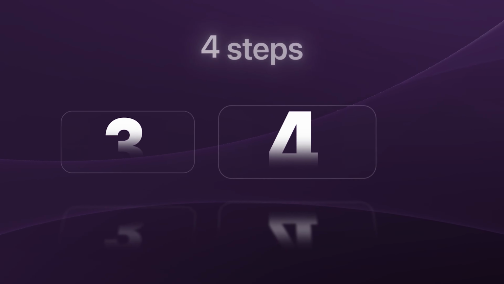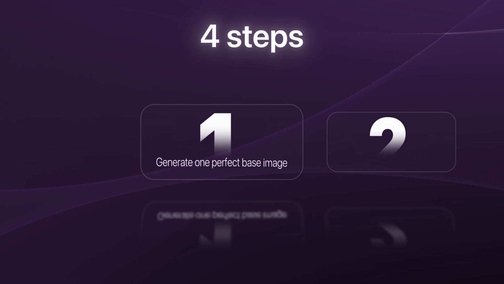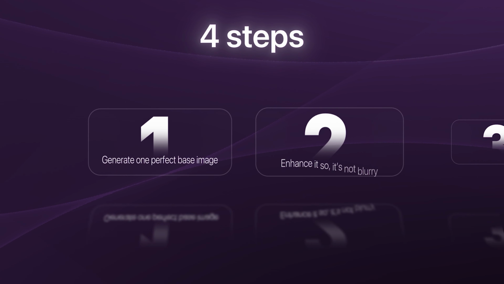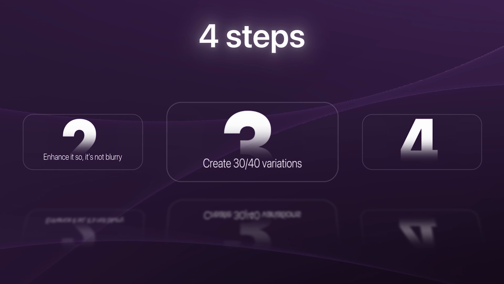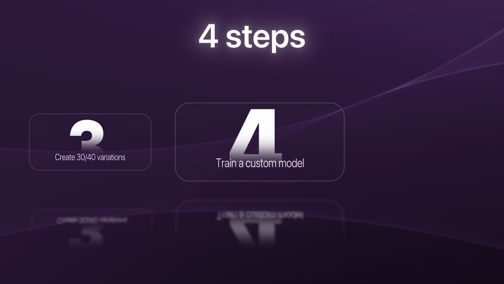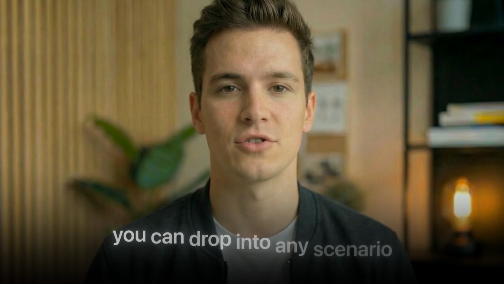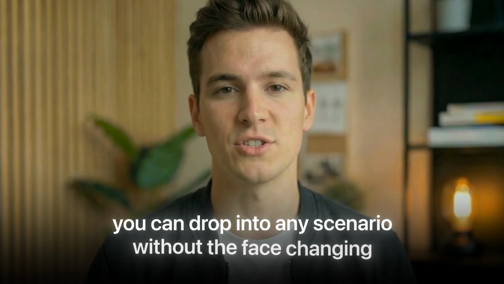Let's build it. 4 steps. First, generate one perfect base image. Second, enhance it so it's not blurry. Third, create 30-40 variations. Fourth, train a custom model. By the end, you'll have a character you can drop into any scenario without the face changing.